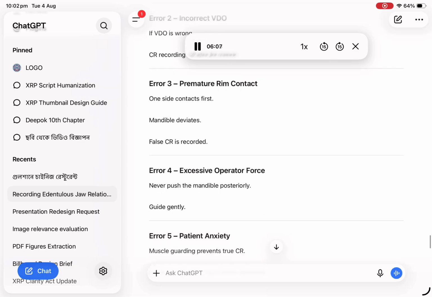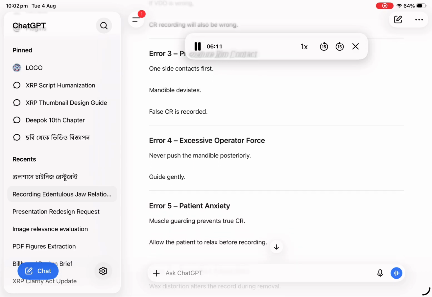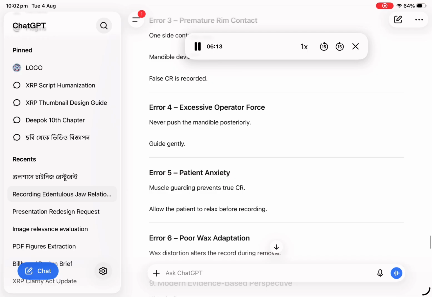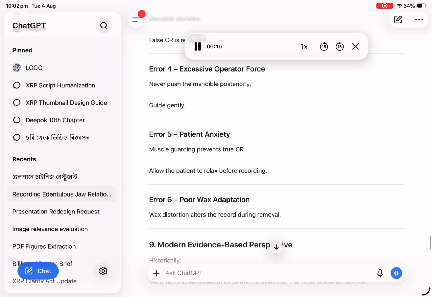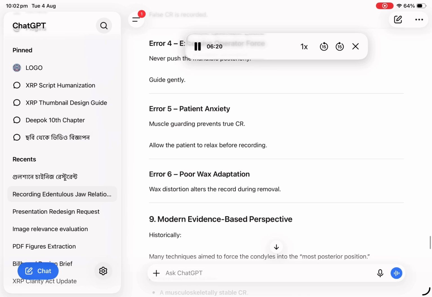Error 4. Excessive operator force. Never push the mandible posteriorly. Guide gently. Error 5. Patient anxiety. Muscle guarding prevents true CR. Allow the patient to relax before recording. Error 6. Poor wax adaptation. Wax distortion alters the record during removal.